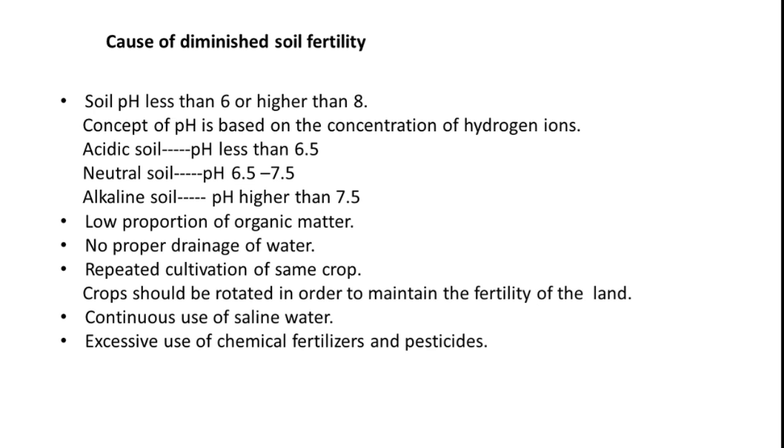Then repeated cultivation of the same crop. That will also diminish the soil fertility. So crops should be rotated in order to maintain the fertility of the soil. And continuous use of saline water. That will also reduce the fertility of the soil. Then excessive use of chemical fertilizers or pesticides. That will also diminish the fertility of soil.